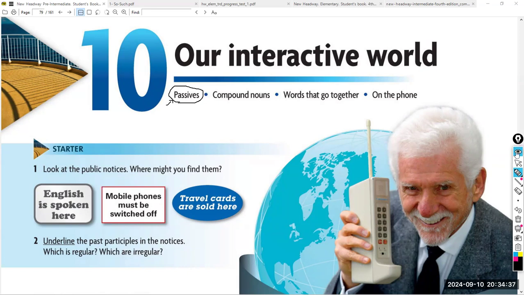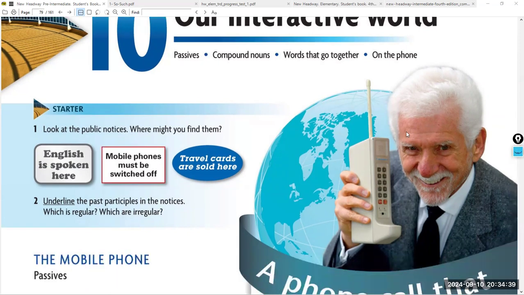Okay, before we explain the passive voice, we have to start by discussing this exercise. Now, this exercise is talking about three examples. The first example is saying, English is spoken here. The second example is, mobile phones must be switched off. And the third example is, travel cards are sold here.